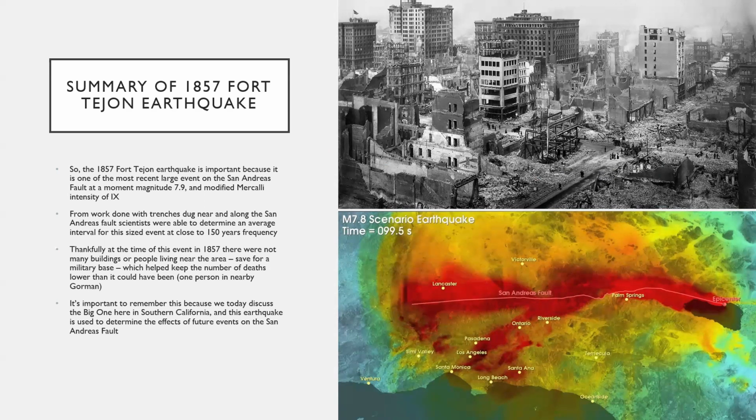We can use some of the evidence of what happened to the land along the San Andreas Fault from the 1857 earthquake to help understand what could happen in events like this magnitude 7.8 that we might see when the San Andreas Fault finally releases some of this stress. We can also understand how impactful it can be.